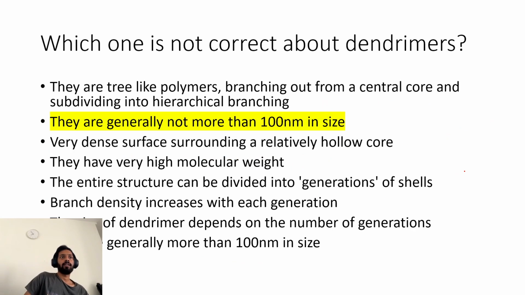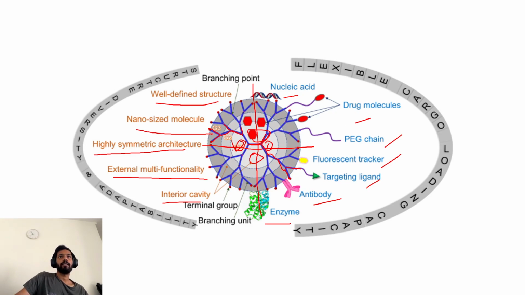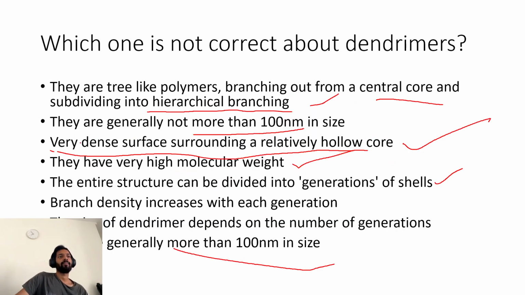So, if you see here, this structure can be divided into G1, G2, G3. So, generation 1, generation 2, generation 3, and branch density increases with each generation. That's true. We've just looked at that. And the size of the dendrimer depends on the number of generations. So we've seen both: as the number of generations increases, the density increases as well as the size increases.